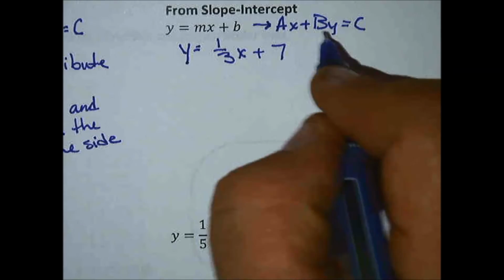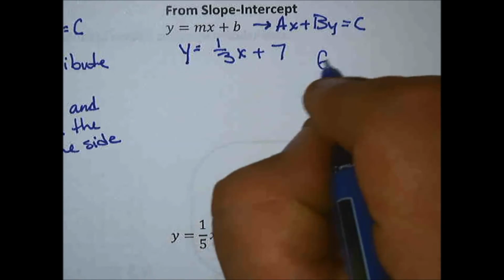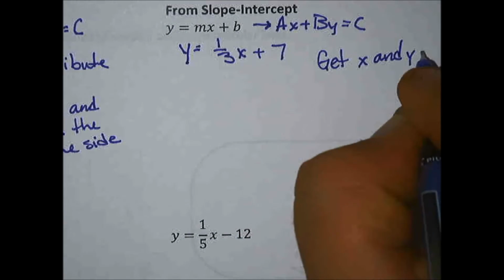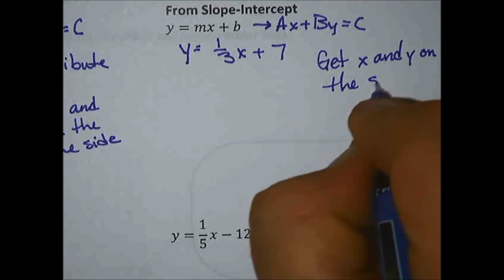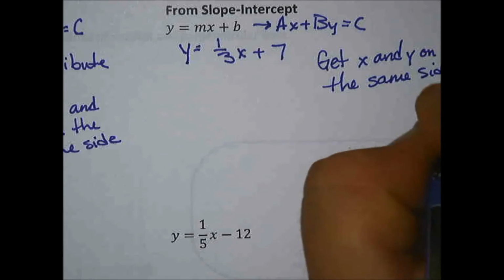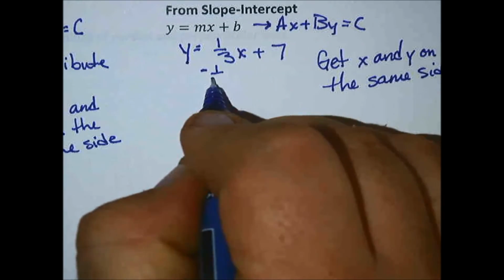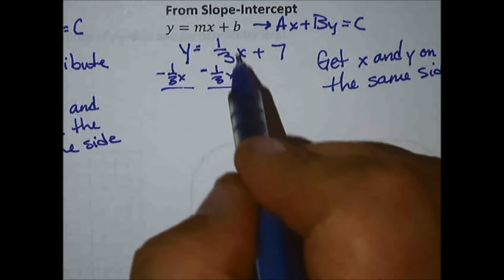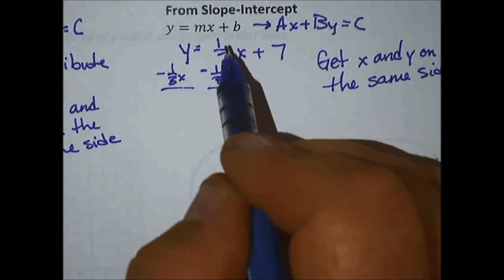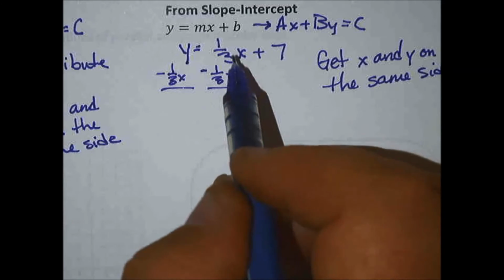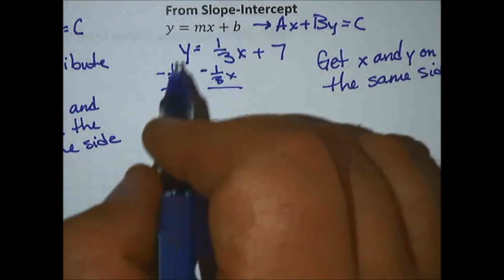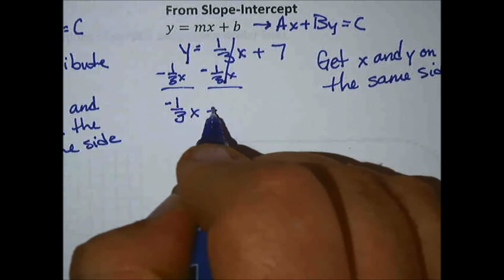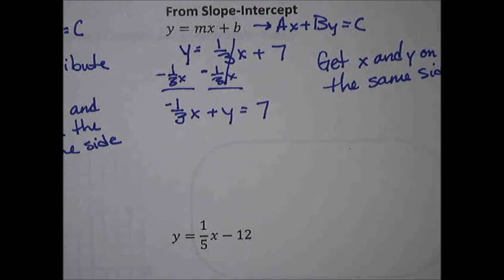All right. So again, I want x and y on the same side. So get x and y on the same side. I don't have to distribute, but I just have to subtract 1/3 x from both sides. So notice, since I'm moving the whole x term and I'm not peeling the 1/3 away, I do have to subtract that. I'm not multiplying by 3 in this case. Okay? Those cancel. Negative 1/3 x plus y equals 7. Now, here's the only deal.